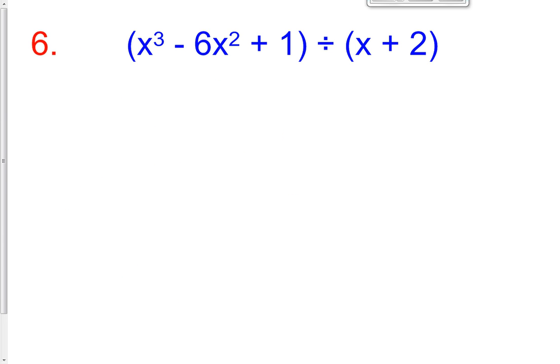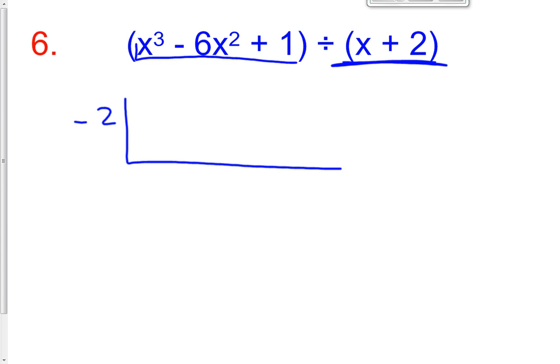Here we have our divisor, so we're going to bring a negative 2 on the outside of our division bar, because we always take the opposite. Now we have an x cubed term. Now be very careful of this. Listen extremely close to this part, class. We have to bring our coefficients down in descending order. Here's what I mean by that.